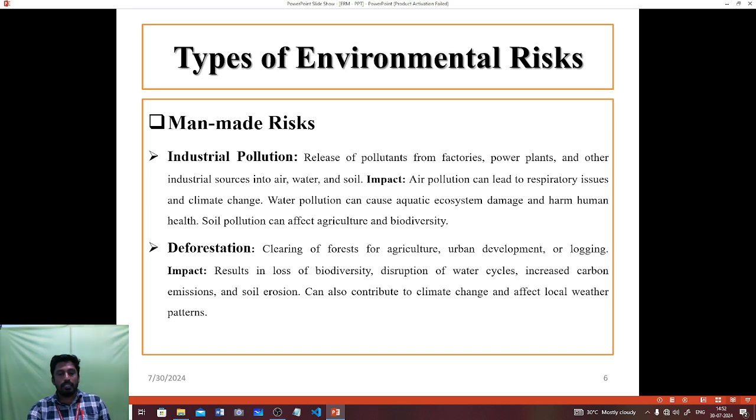The second one is deforestation. Deforestation is the clearing of forest for agriculture and urban development. Emissions and soil erosion can also contribute to climate change and affect local weather patterns. It mostly disturbs water cycles and soil. So we should control deforestation and take the necessary steps to avoid it. These are the types of environmental risk.